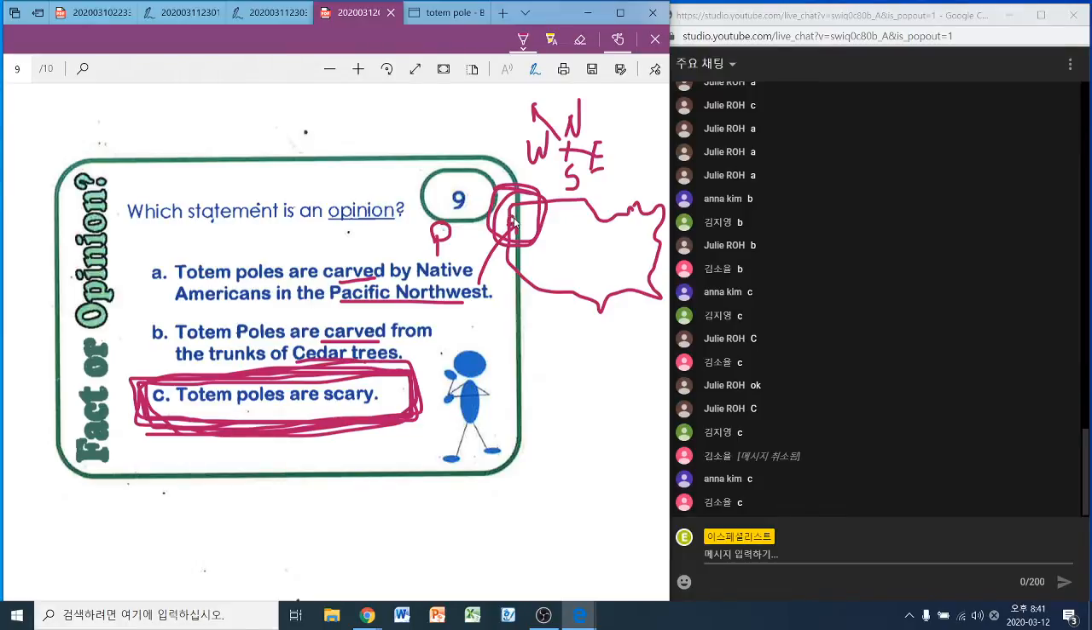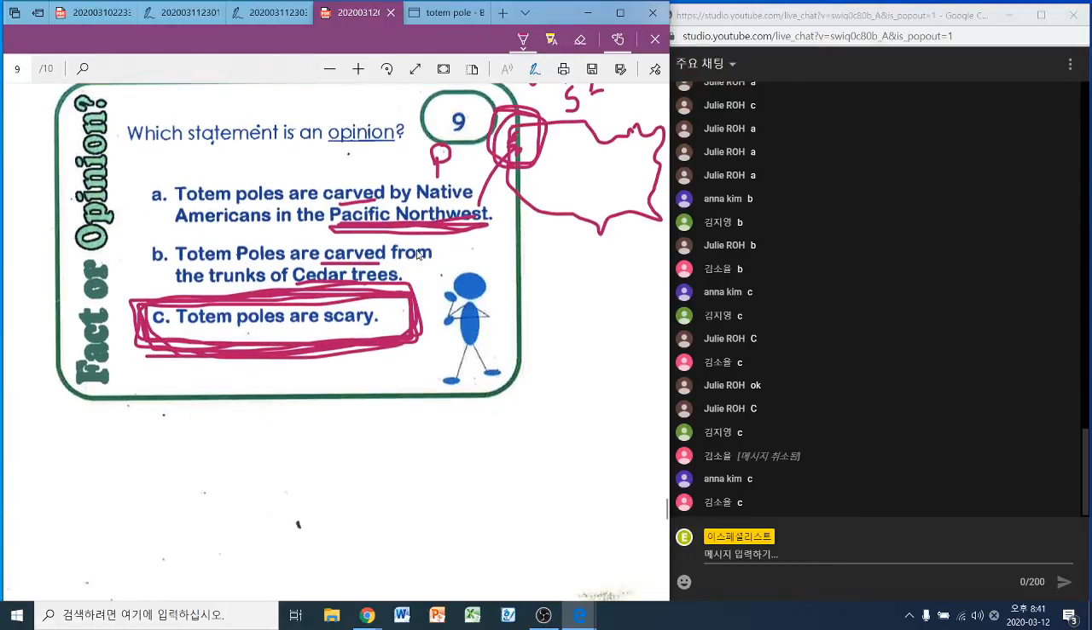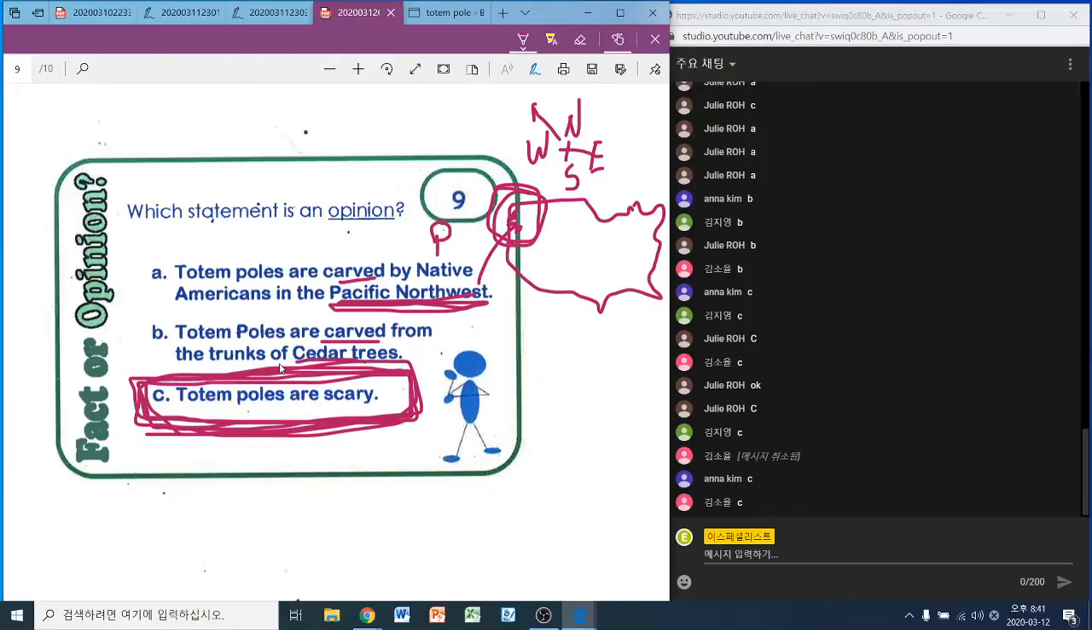There are some places like Seattle is over here, and Portland like this. Okay. This is the Pacific Northwest. We can check these, right? We can go to the Pacific Northwest, and we can look. And we can do some research, and we can see totem poles, and then we will know, is this true or not true. We can see here, are they carved from the trunks of cedar trees, or are they carved from oak trees or pine trees? I don't know, but we can check. We can go check the totem poles. We can see what kind of wood it is, and then we can know, right?